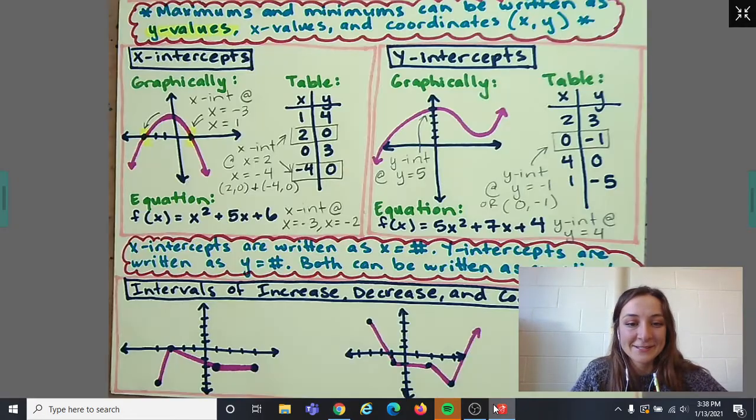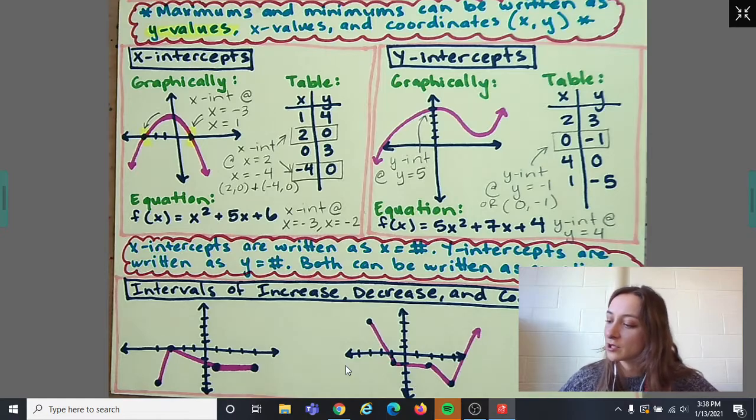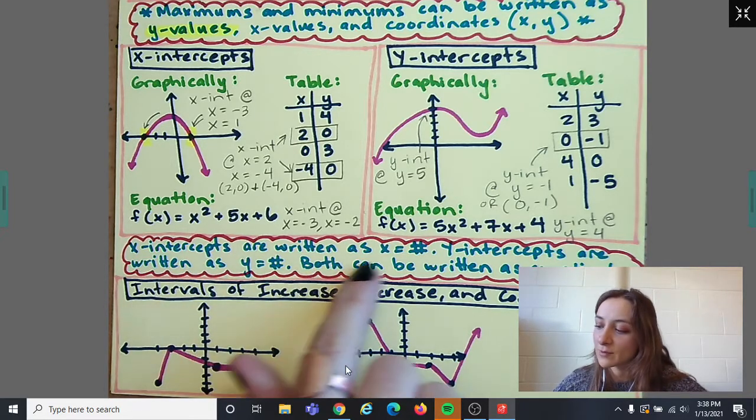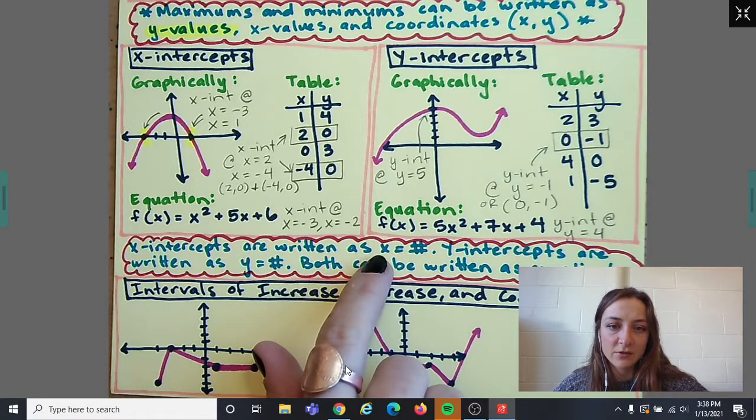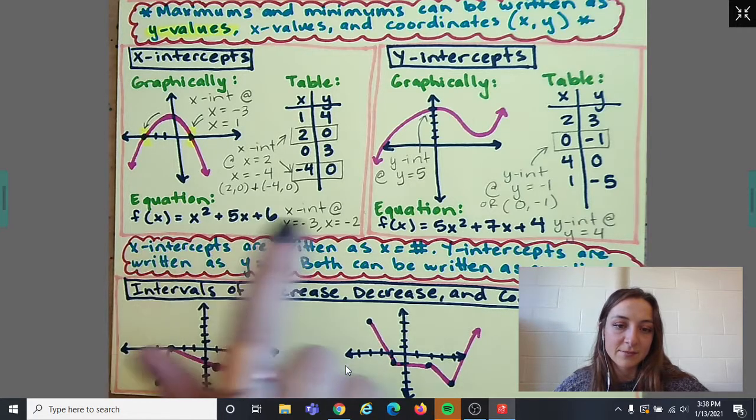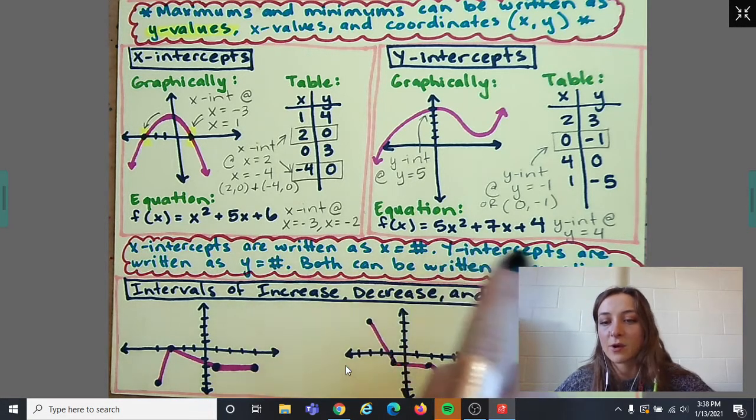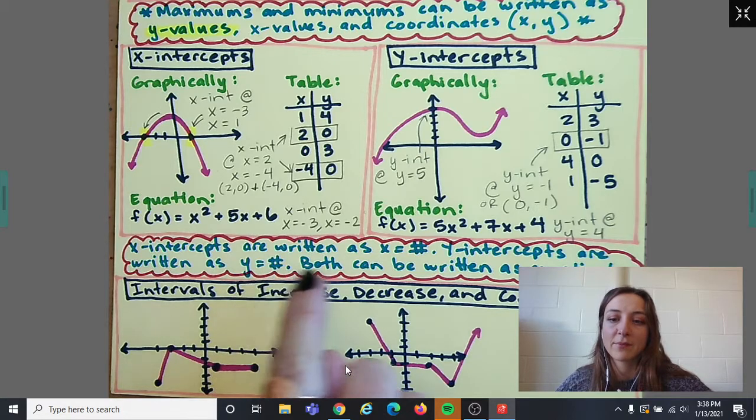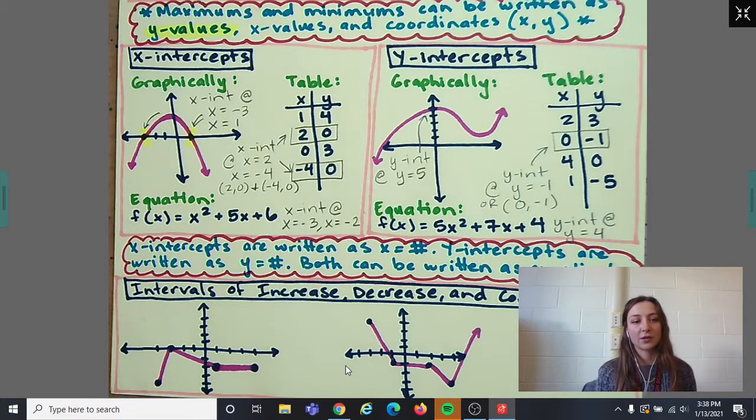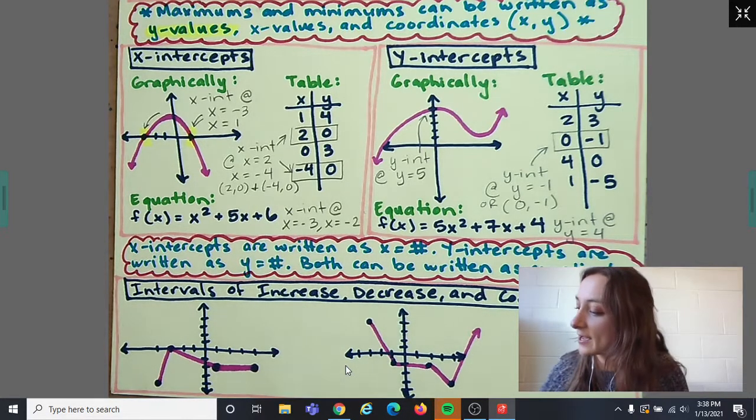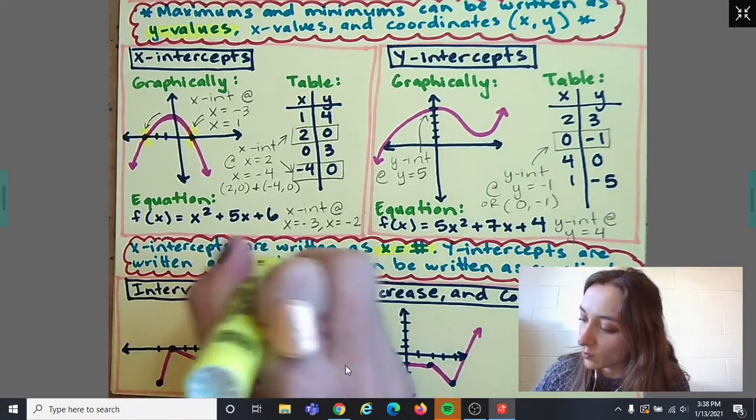Okay, so here we have this little note. X-intercepts are written as x equals a number, which is kind of convenient because we have x-intercepts being an x value. And then likewise, y-intercepts are written as y equals a number. Both can be written as coordinates, but most of the time we're going to see it as x equals a number and y equals a number.